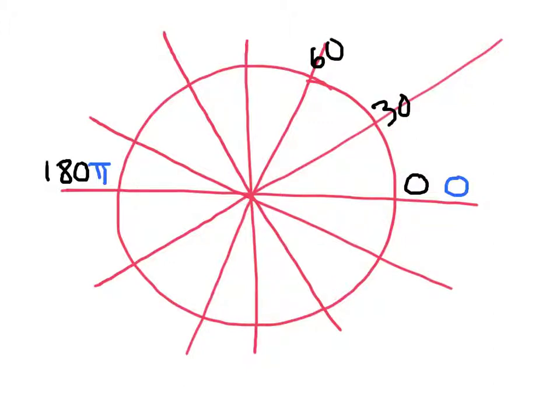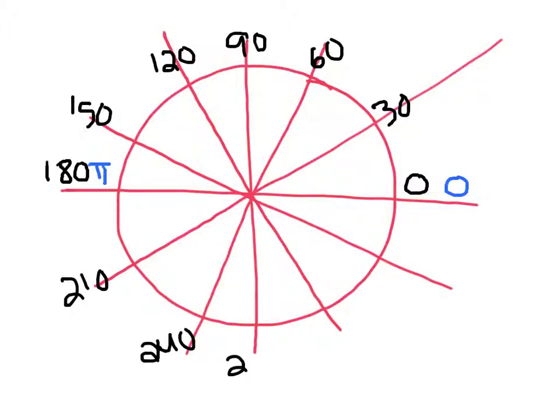60, 90, 120, 150, 180, 210, 240, 270, 300, 330, and 360. Those are the degrees.